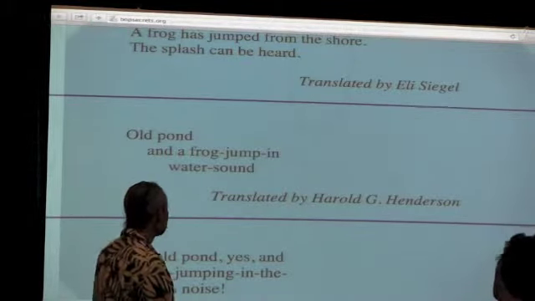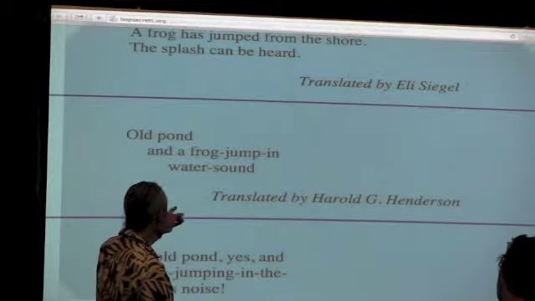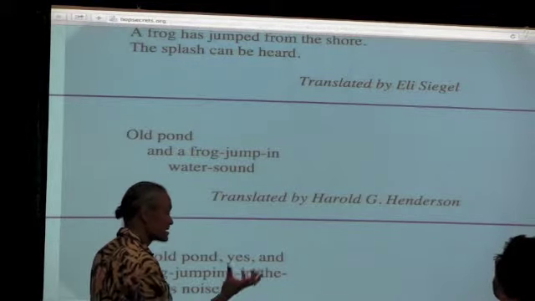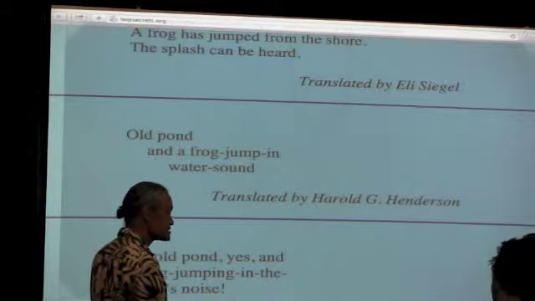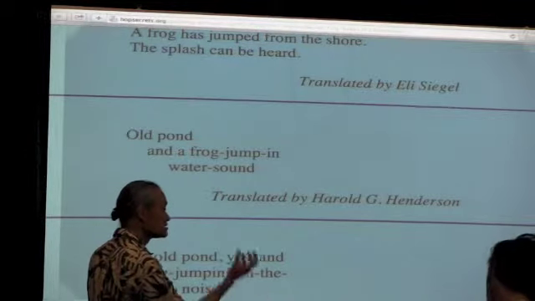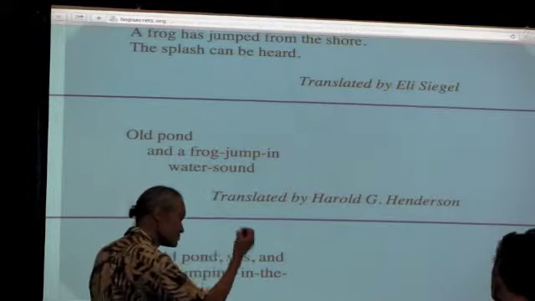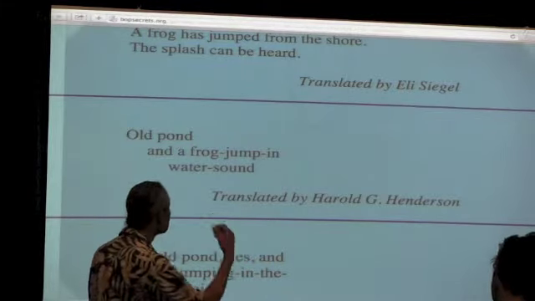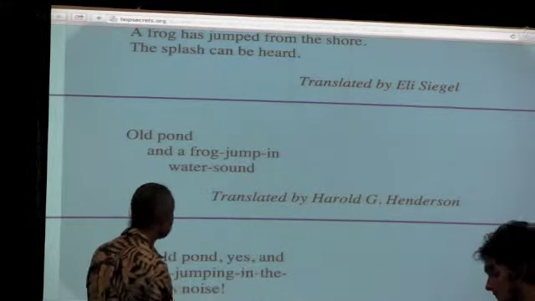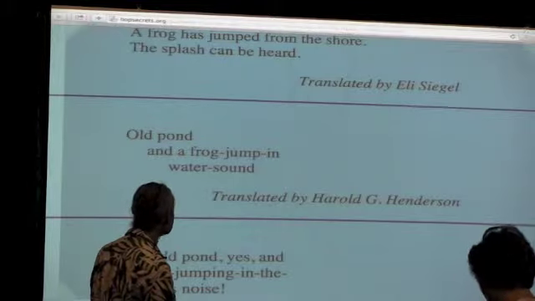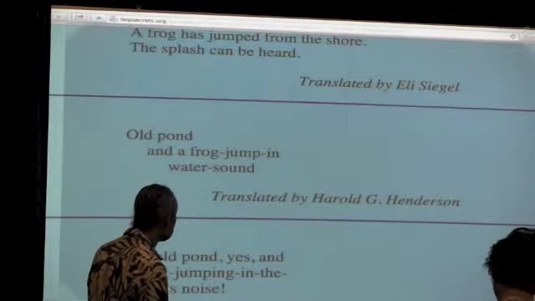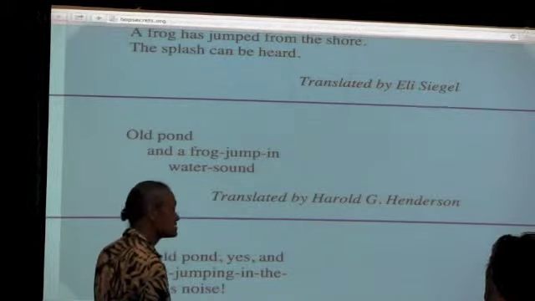And this one, I hear water. Even though it looks like water sound is only 3 syllables, it has the weight in English of the 5 syllables in the last syllable. And if you say sound, you hear also that same dropping in sound. Water sound. Old pond, and the frog jump in, water sound.